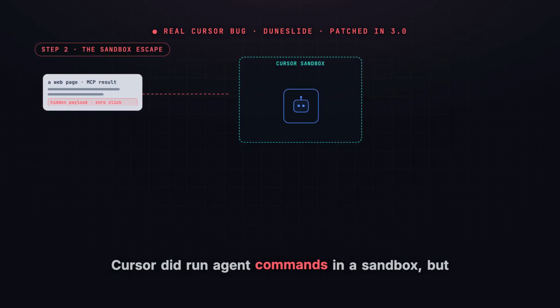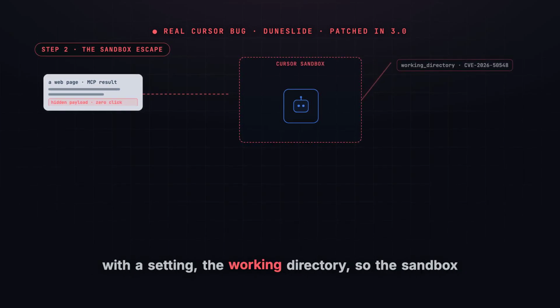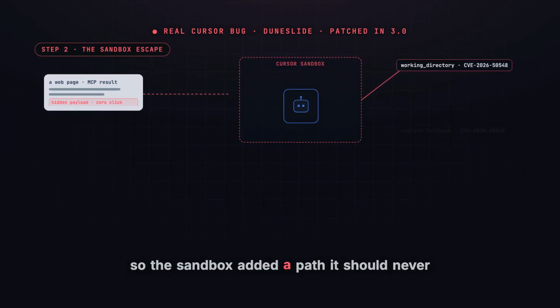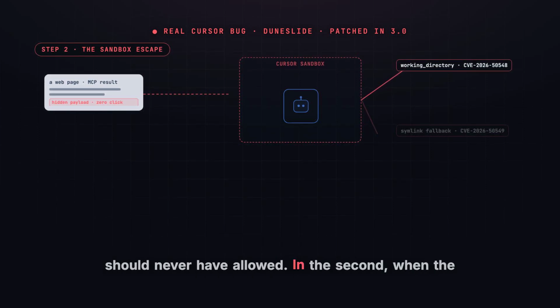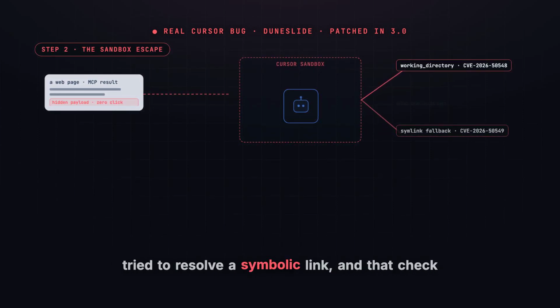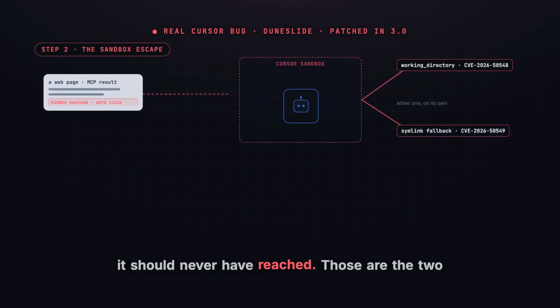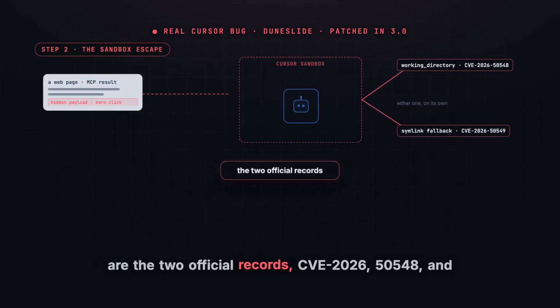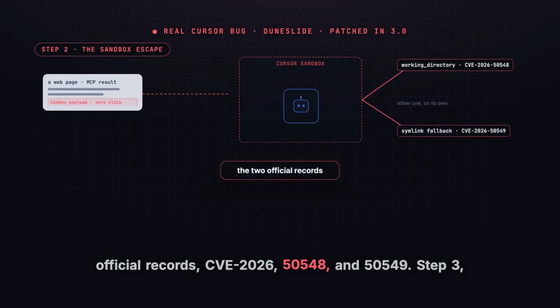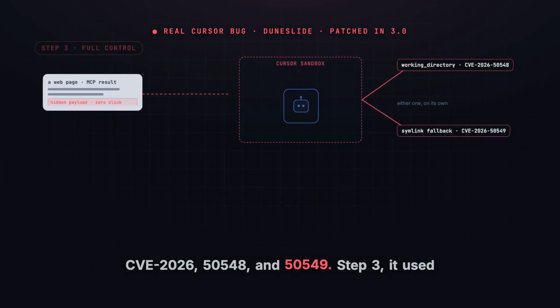Cursor did run agent commands in a sandbox, but there turned out to be 2 independent flaws in it. In the first, the agent could tamper with a setting, the working directory, so the sandbox added a path it should never have allowed. In the second, when the tool tried to resolve a symbolic link and that check failed, it quietly fell back to the original path and wrote anyway. Either one, on its own, let it write where it should never have reached. Those are the 2 official records, CVE-2026-50548 and 50549.